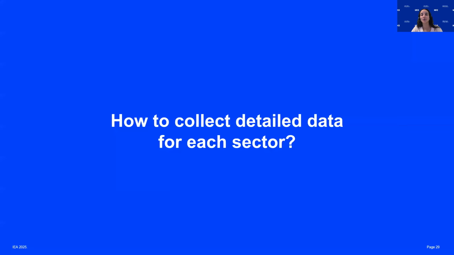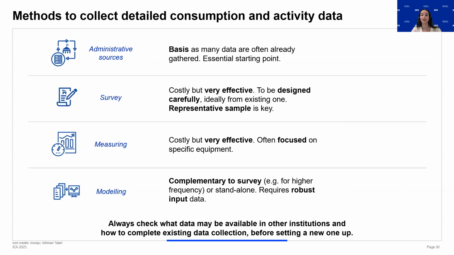So now, how to collect detailed data for each sector? In general, data collection can be categorized into four main methods: administrative sources, surveys, measuring, and modeling. Administrative sources are often the pre-existing basis which needs to be gathered, and the issues here are often to do with institutional arrangements and methodological alignment. Surveys are the ones where the data are extracted from the end user or source.